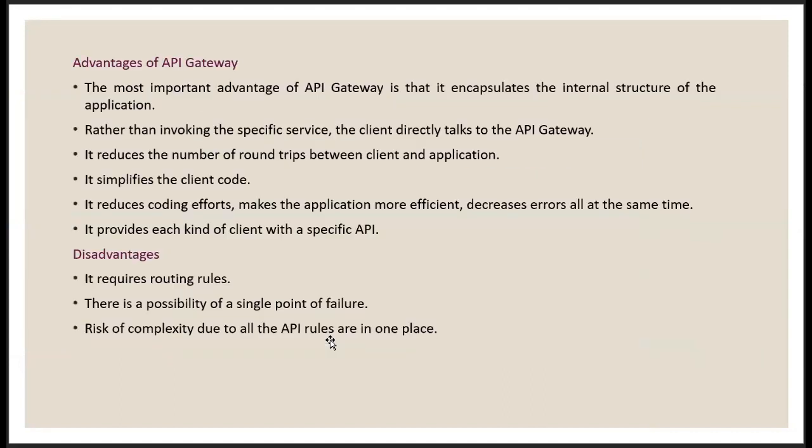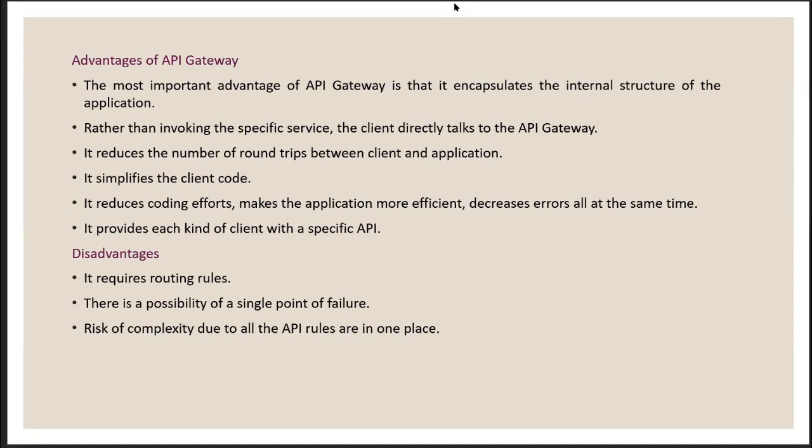So let's see what the advantages and disadvantages of API gateway are. The most important advantage of API gateway is that it encapsulates the internal structure of the application. Rather than invoking the specific service, the client directly talks to the API gateway, and it reduces the number of round trips between client and application. It simplifies the client code, makes the application more efficient and decreases errors at the same time. It provides each kind of client with a specific API.